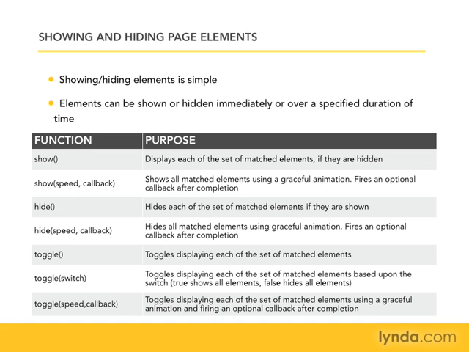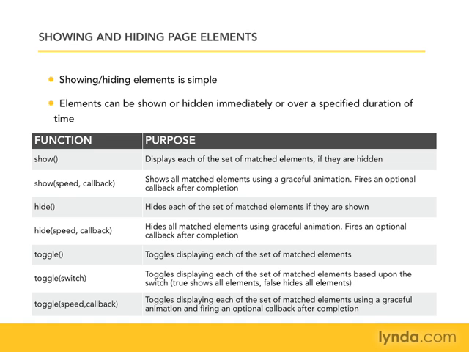And the same thing for hide. There's the speed and callback function. And same thing here with toggle, the speed and callback. And this one here, the switch, basically you pass true or false, and it either hides or shows everything based upon whether they're hidden or shown.